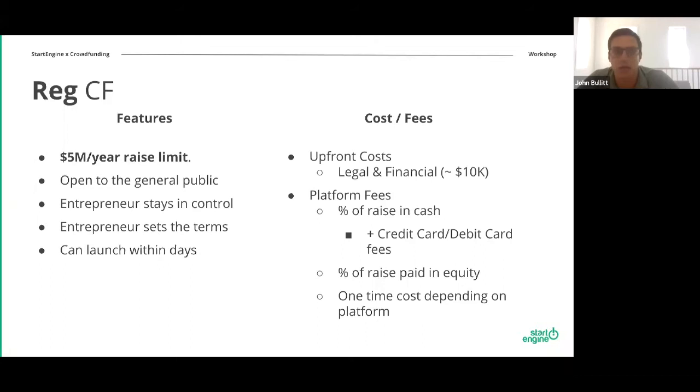Like Katie mentioned, these are open to the general public. So you are getting these accredited and non-accredited investors. There are limits in terms of how much a non-accredited investor is able to commit to these campaigns. We do want to make sure they are not investing beyond their means. So their dollar investment amount is a little bit lower than the accredited side of things.